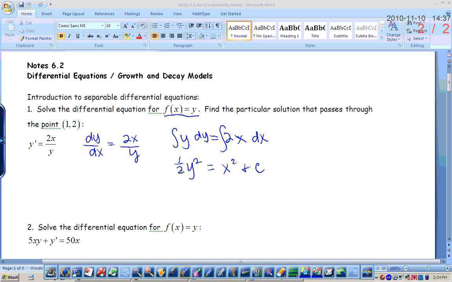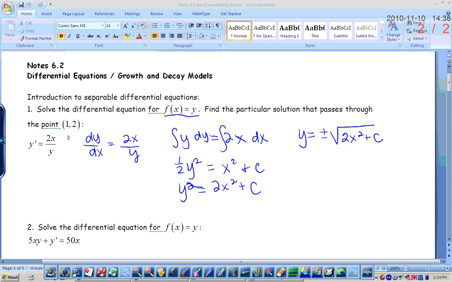Okay, so then to solve for y, we would multiply both sides by 2. So we would get y squared equals 2x squared plus 2 times c. But 2 times c is still a constant, and therefore I can just say plus c. It doesn't matter that it's twice the original constant, it's still a constant. And then we would take the square root of both sides. And remember, when you take the square root of both sides, you have to remember to do plus or minus. So y equals plus or minus the square root of 2x squared plus c. Okay, so I've solved for y.